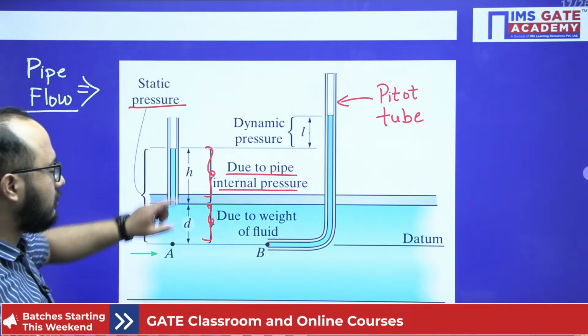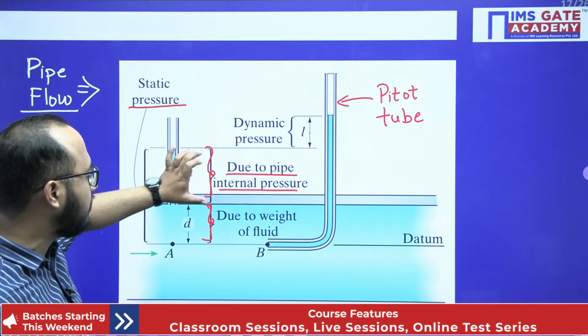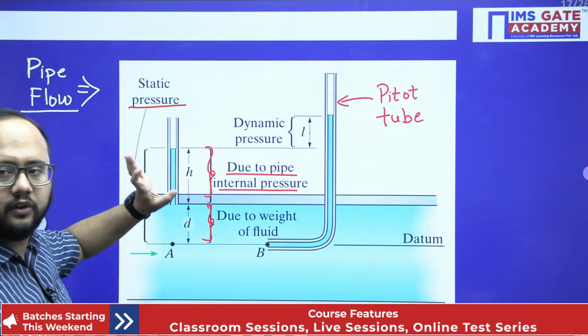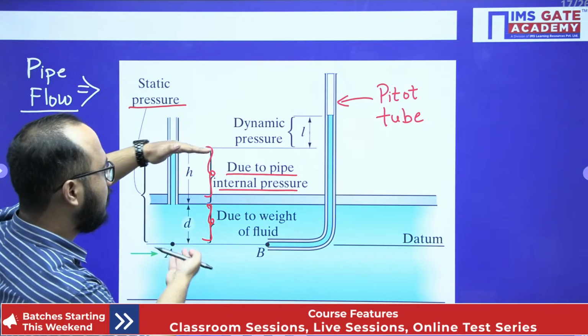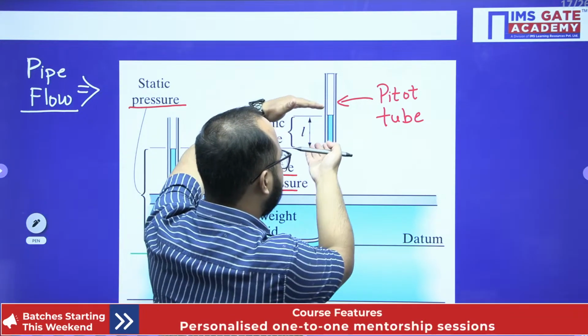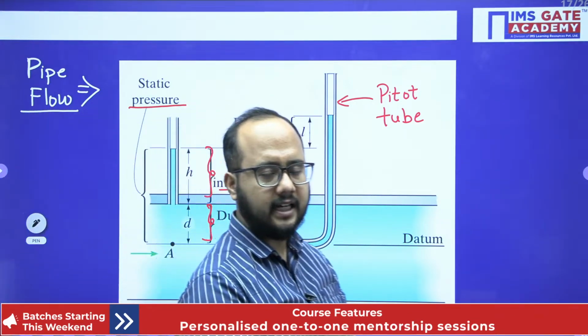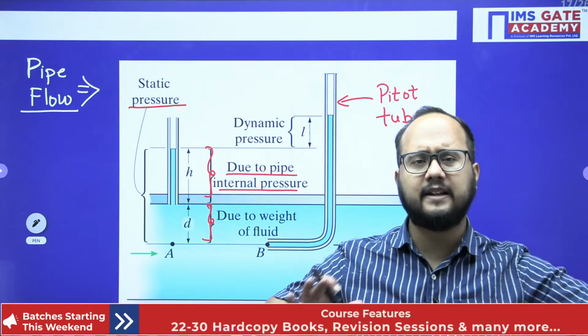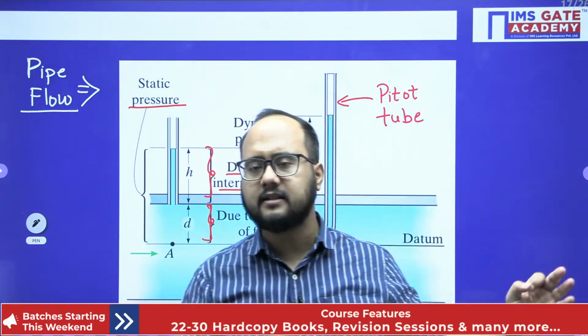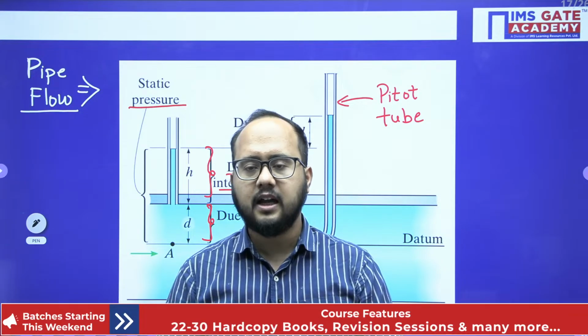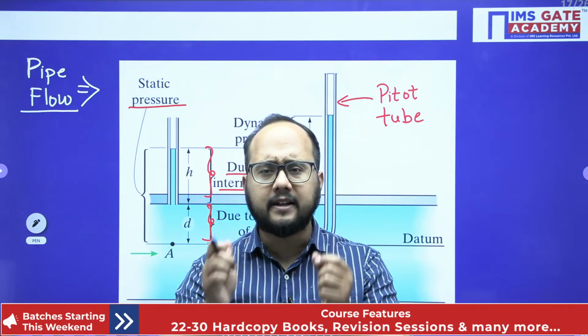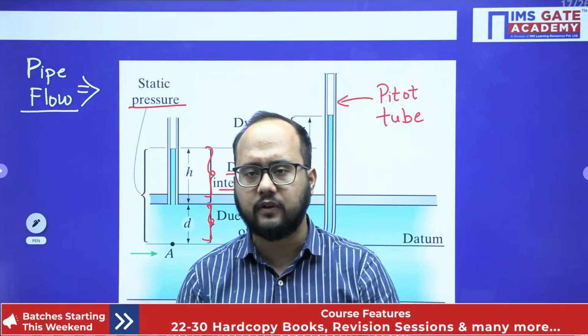Correct, everyone? So due to internal pipe pressure, this much height, and this much height will be due to the weight of the fluid flow. Total static pressure head, total stagnation head, and the difference is dynamic pressure or kinetic head simply. Correct? So I hope all those basic points of Pitot tube and Orificemeter are clear to everyone, and we have covered almost all basic important applications of Bernoulli's equations.